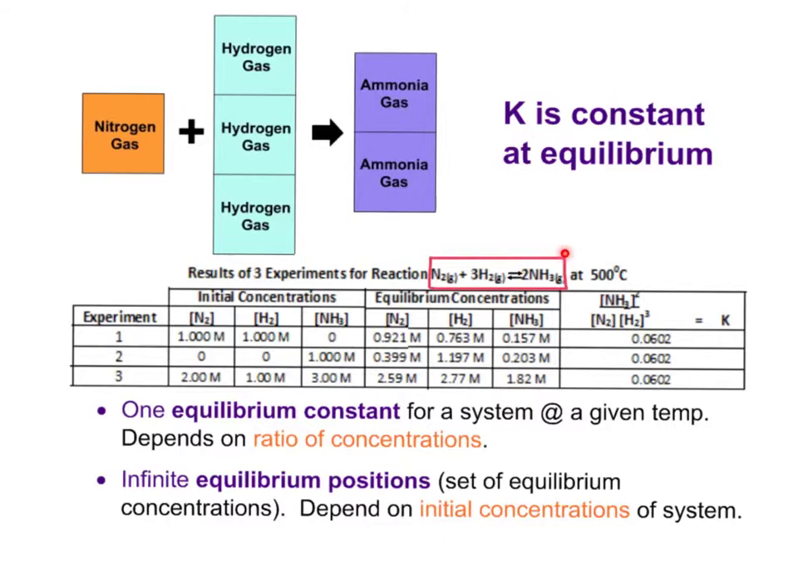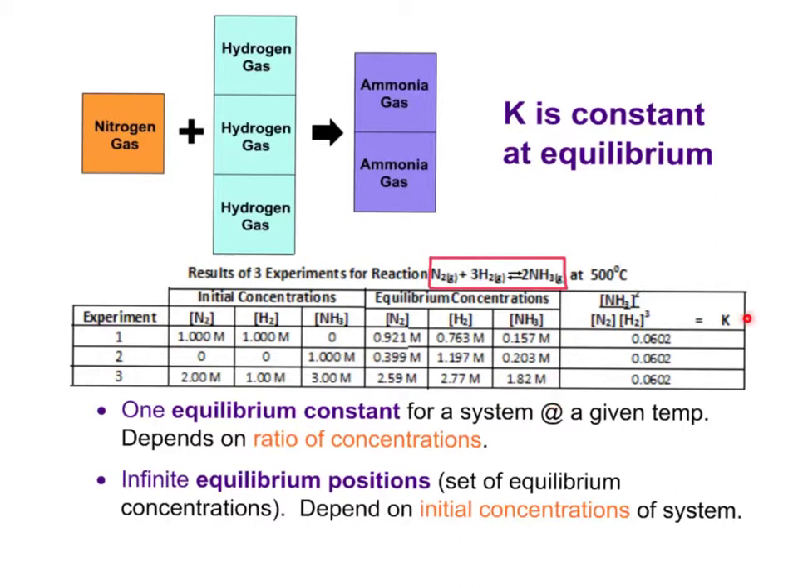We can start out initially with different concentrations of our reactants. Let's say for experiment 1, we start out with these concentrations of the nitrogen and the hydrogen. Let's say for reaction 2, we don't start out with any reactants, we just start out with product. And for reaction 3, we do something even different yet. We start out with some different concentrations. When this is done in the lab, these are the equilibrium concentrations. Notice that they vary between the experiments.